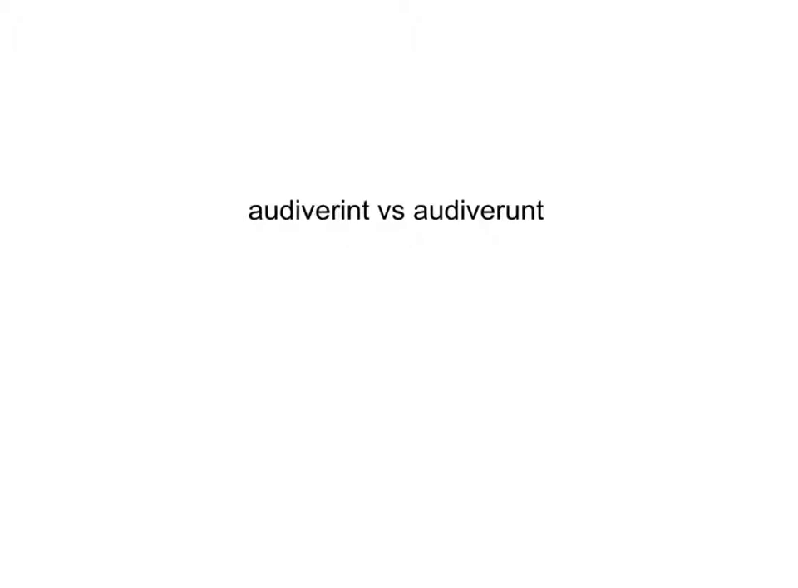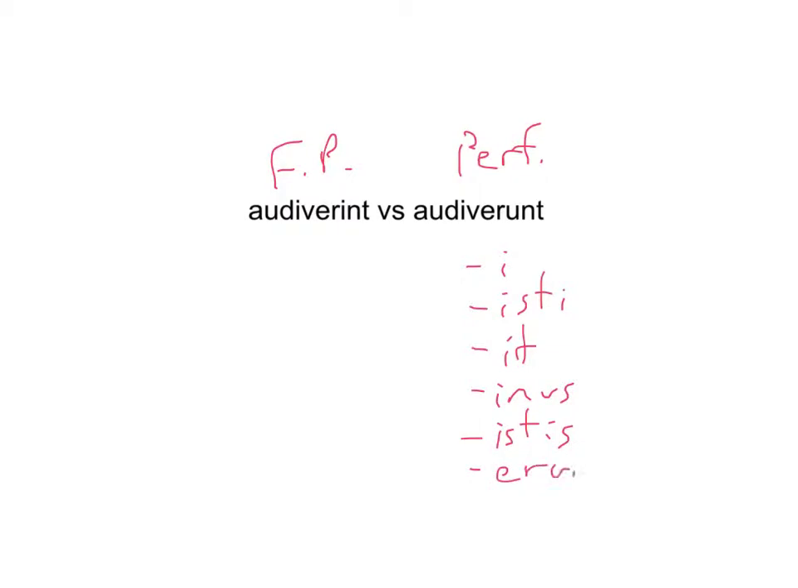Why, you may ask, is it audiverint instead of audiverunt, which would be nice because it would allow us just to use the future tense of sum for the future perfect ending? But think about it. Here we have future perfect, and here it turns out this is the perfect stem. Remember that the perfect active ends with isti, it, imus, istis, erunt. So if we ended the future perfect with erunt too, then everything would just get even more confusing than it already is. So instead, they use erint.